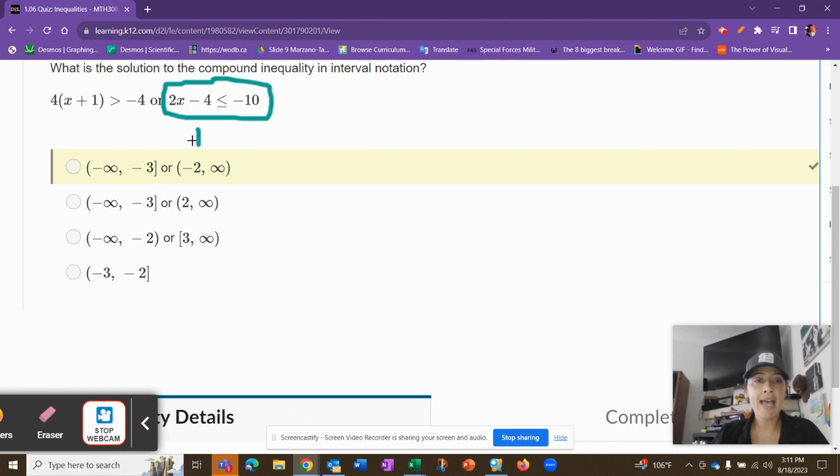So I'm going to add 4 to both sides, right? Plus 4, because it's the opposite of negative 4. And I'll rewrite it over here. So 2x minus 4 plus 4 gets rid of the 4. That's the whole reason we're doing it. We picked that to do it. We wanted that to happen. Negative 10 plus 4, negative 6.